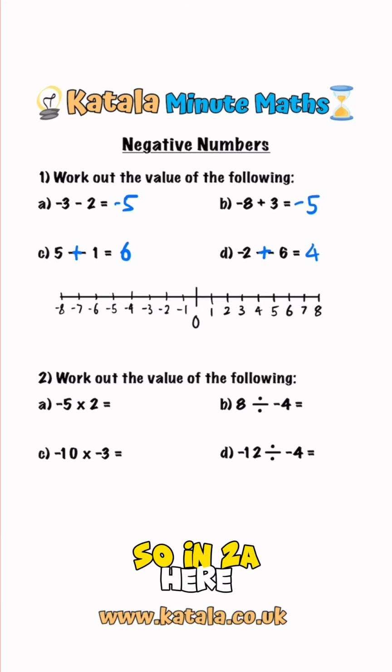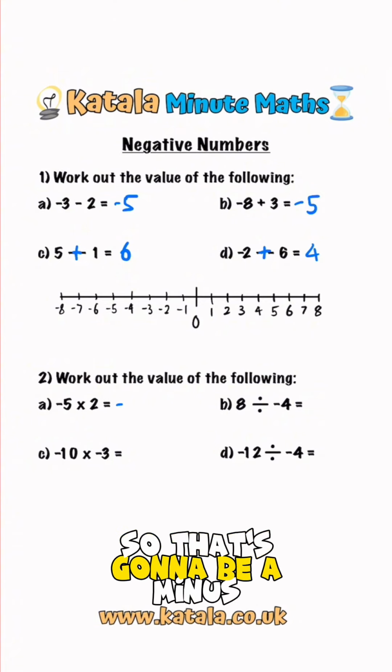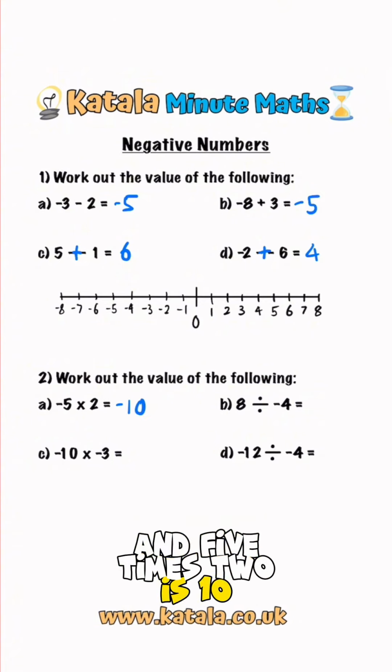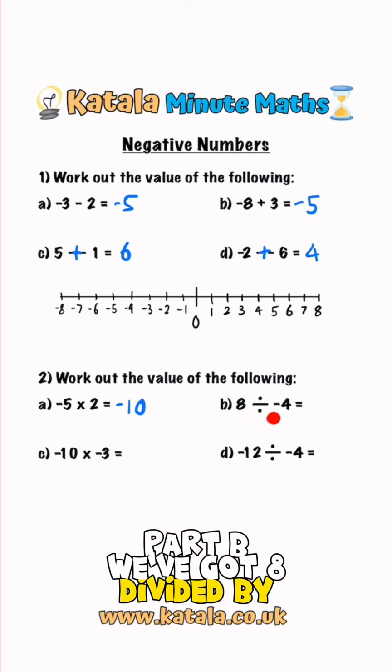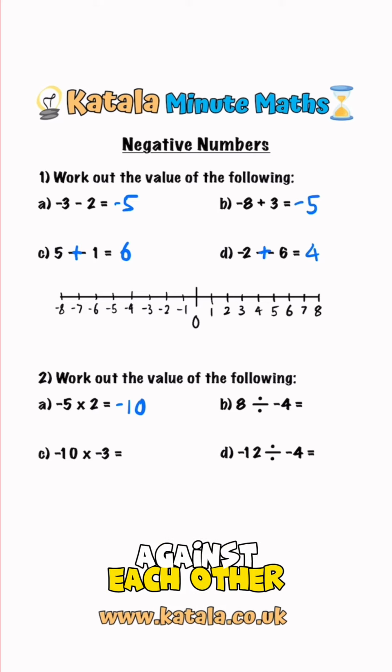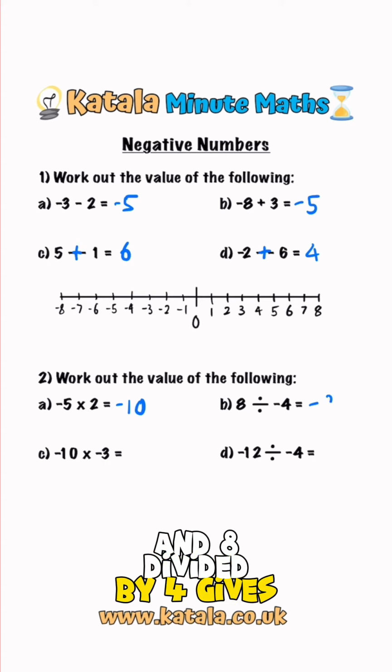teams. So in 2a here, we've got -5 times by 2. Now they're working against each other, so that's going to be a minus, and 5 times 2 is 10. Part B, we've got 8 divided by -4, and again, they're working against each other, so it's going to be a negative, and 8 divided by 4 gives you 2.